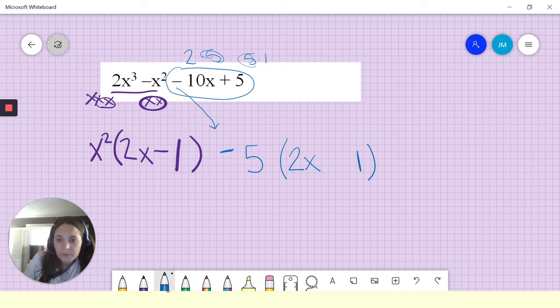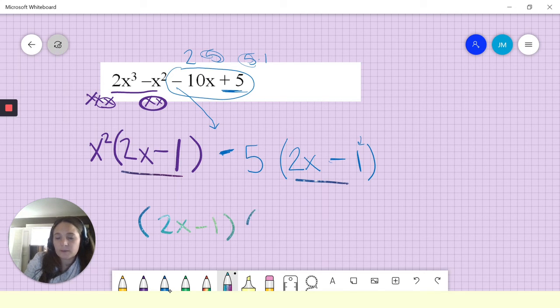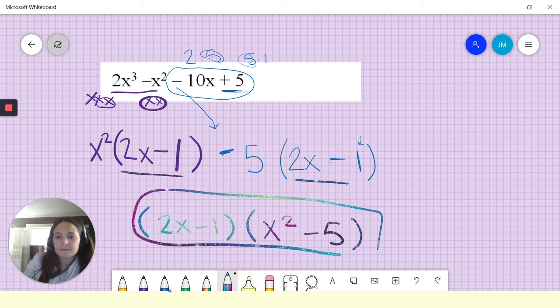Now here's the tricky part. We pulled this negative down in front of the 5, and so you have to think, what would I multiply a negative 5 by over here by this 1 to get a positive 5? It has to be a negative. Okay. Now our final step is to now look here, and we notice that there is another common factor. It's that 2x plus 1. So we're going to do that guy. And then what do we have left? We took the 2x minus 1. We have an x squared minus a 5. And you are done. Okay, let's do one more example.